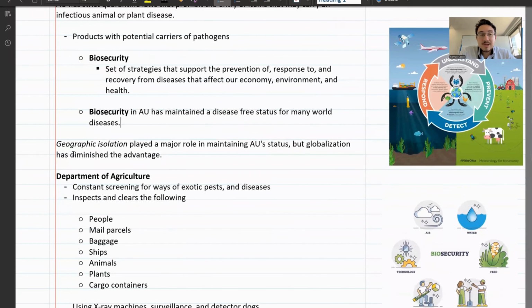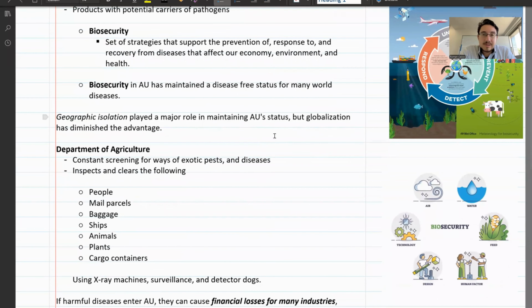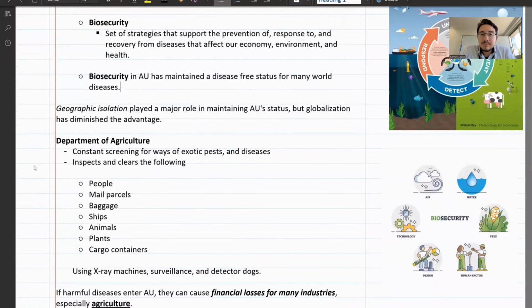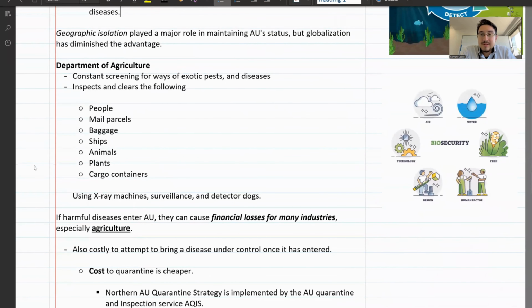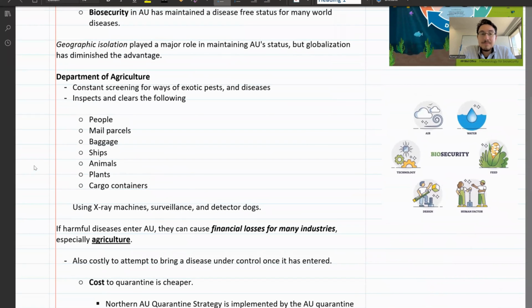In terms of Australia, geographical isolation has played a very good role in maintaining Australia's status of being disease free, if I can say, for several pathogens, right? But as you get globalized and you're getting individuals flying in and moving out and coming back, you kind of lower this idea of geographical isolation, right? Okay. So in terms of agriculture and produce and livestock, there's heavy screening, right?